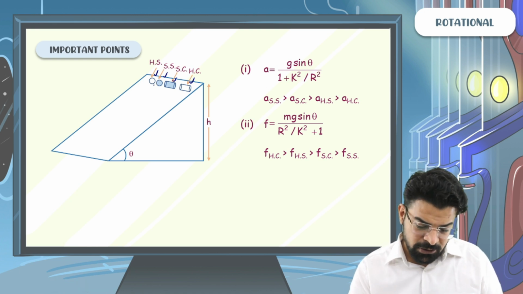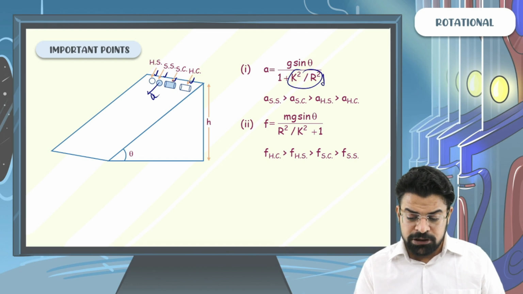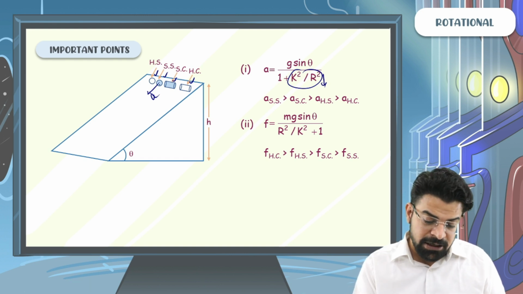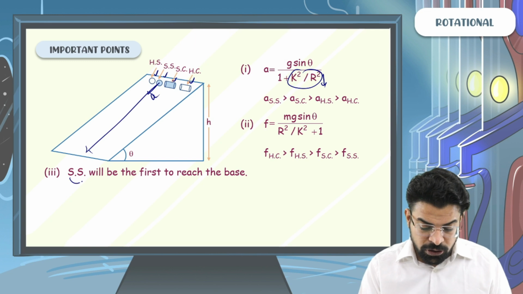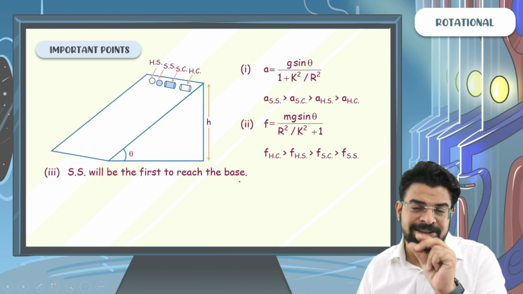So you will say, sir, the solid sphere has the highest acceleration. Since it has the lowest value of k square by r square, it has the highest acceleration, so it will reach the base first. So the solid sphere will be the first to reach the base. Solid sphere will win this race.